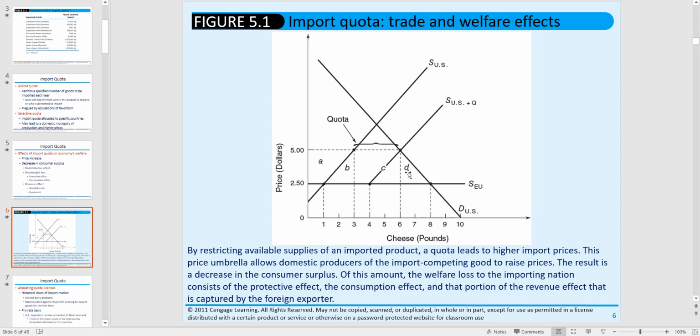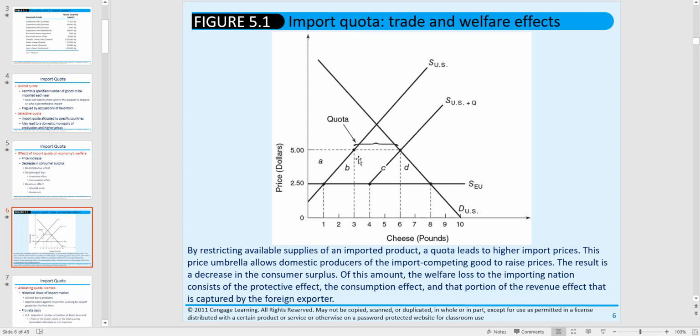And this is the consumption effect, also gone from this economy. Area C is basically how much was collected from the importers of cheese as a license to import that cheese. This value can be approximated by computing an area. Yes, we can: 6 minus 3 times 250. That will give you the area C.